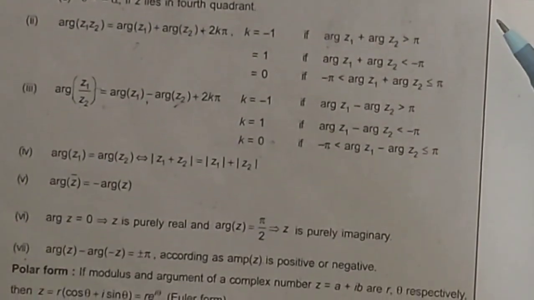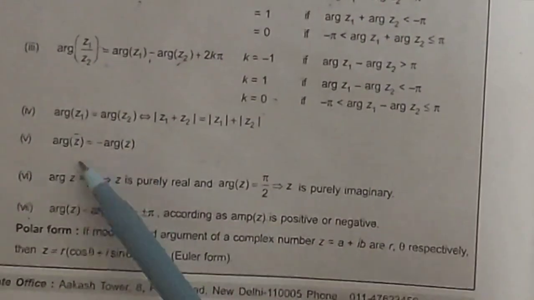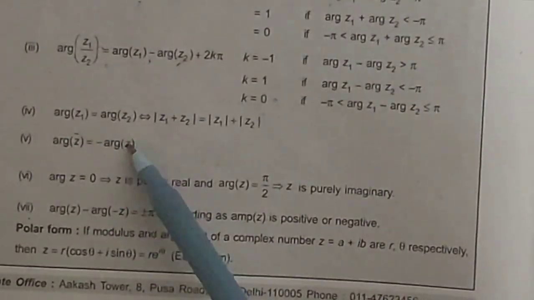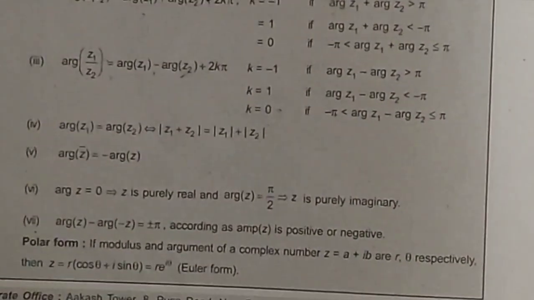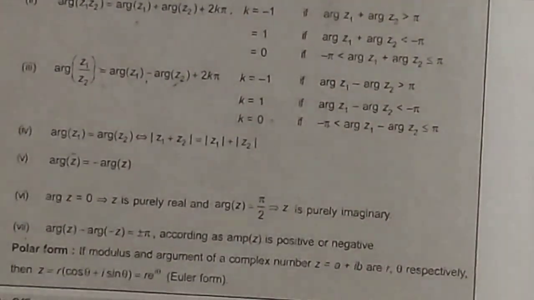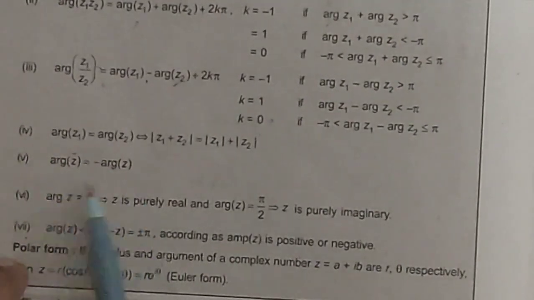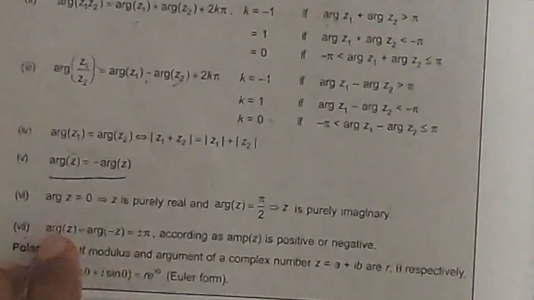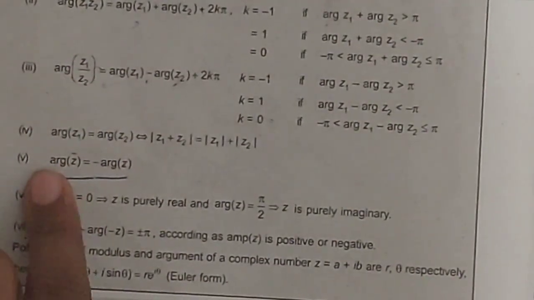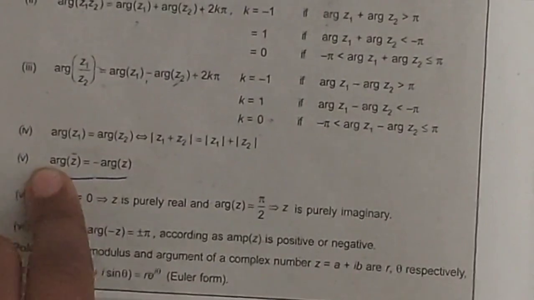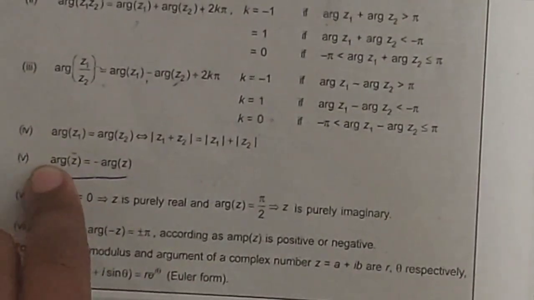Then we have argument z1 plus argument z2. If these two are equal, then for sure z1 plus z2 modulus is equal to z1 modulus plus z2 modulus. And if argument of z conjugate is equal to minus argument of z, this is also quite important. You can use it. Sometimes questions are asked on this, on the assertion and reasoning type questions, directly from the properties, so you should know.